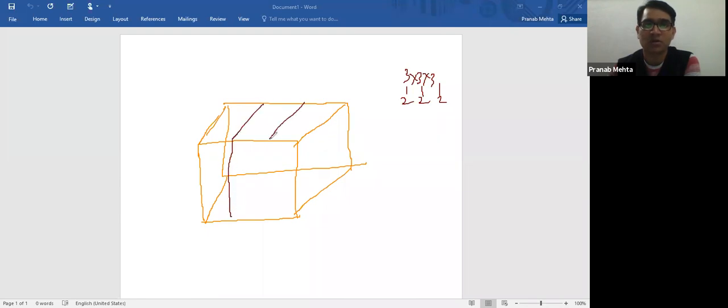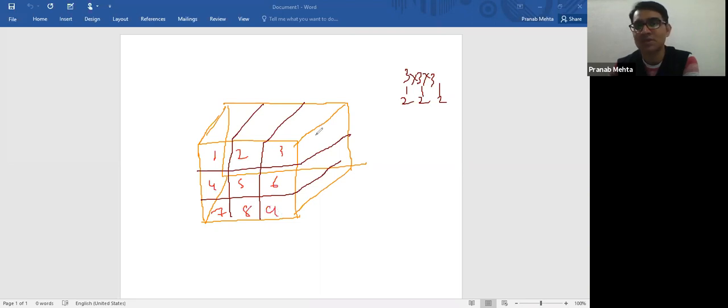1 cut, 2 cut. Remember, this is a front view. Now I'm giving 2 cuts here also. 1 cut, 2 cut. Now you just count the number of cubes we are talking about. 1 cube, 2 cube, 3, 4, 5, 6, 7, 8, 9 cubes. And since on this side also we are going to give 2 cuts, so we are going to give 2 cuts.